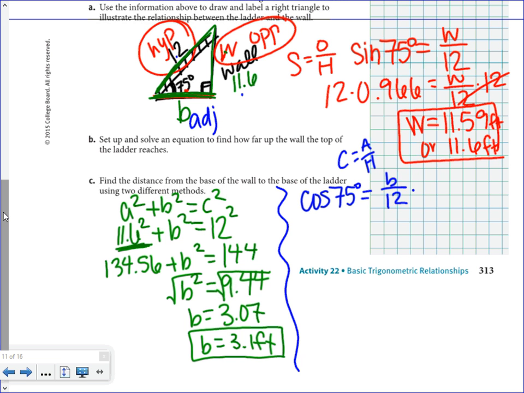So then you would find what cosine of 75 is, which is 0.259. And then from there, you would multiply by 12. So 12 times 0.259 gives you 3.108, which is pretty close to what we found.